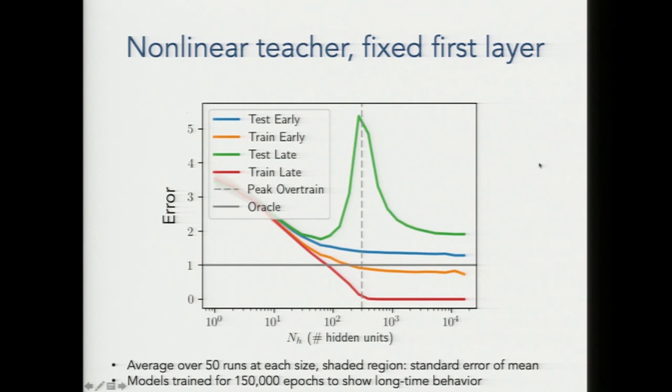All right, so here are some of the results. Let's walk through what happens here. So in red, I'm showing you the training error if you train for a very long time. You see it decreases and eventually basically hits zero.